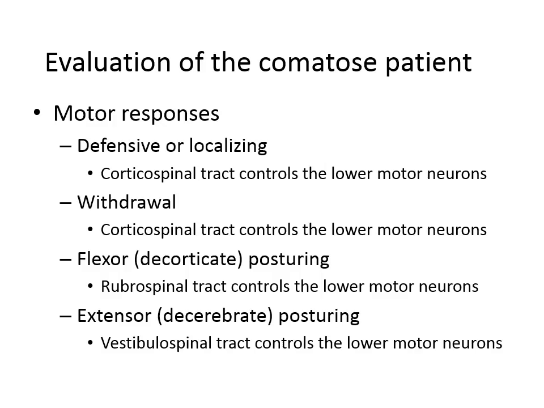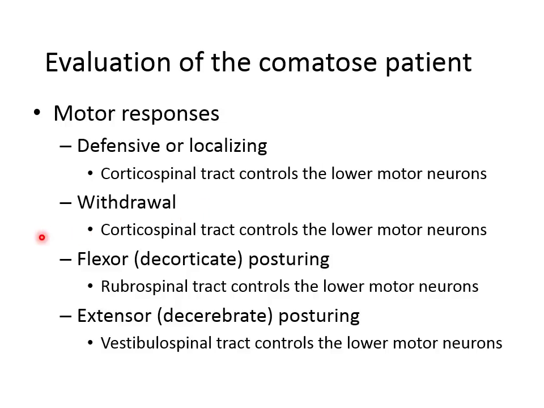We can also evaluate the comatose patient for motor responses. Normally, if you touch a person, there might be a defensive or localizing response suggesting that the corticospinal tract is functioning, which of course controls lower motor neurons. If there's a withdrawal reflex, then you know that the corticospinal tract controls some of those reflexes, and you have hyperreflexia if you had damage to the corticospinal tract.